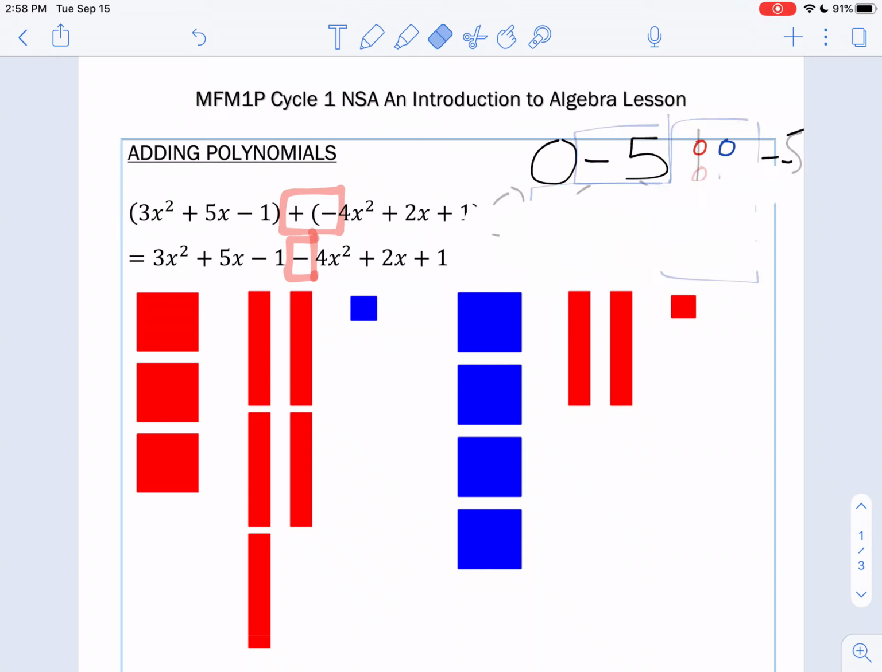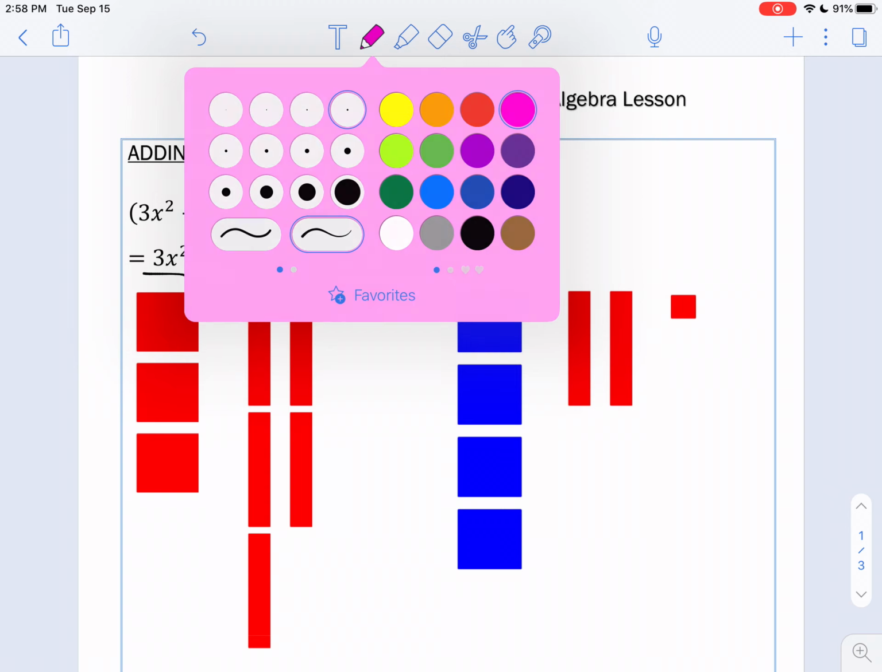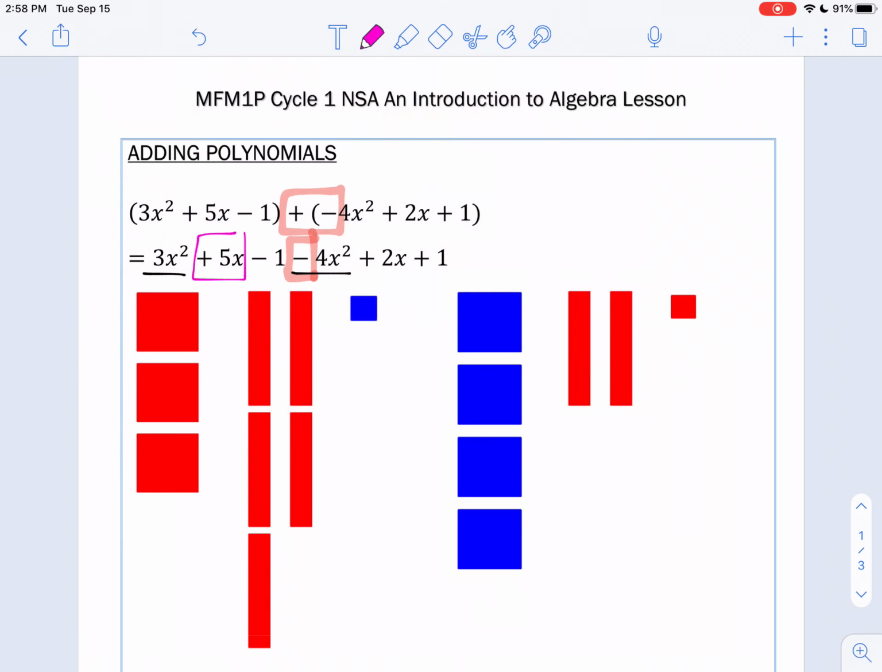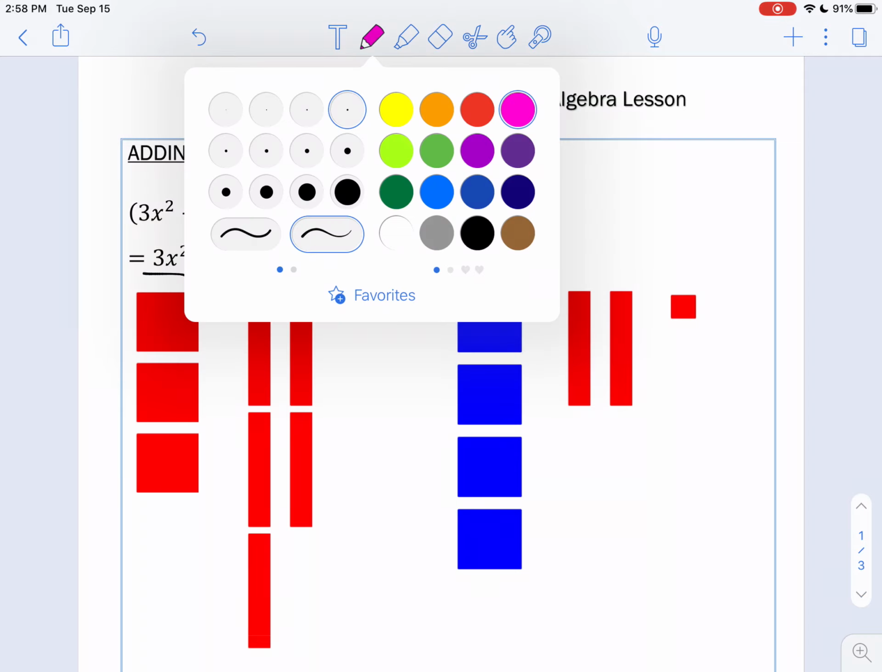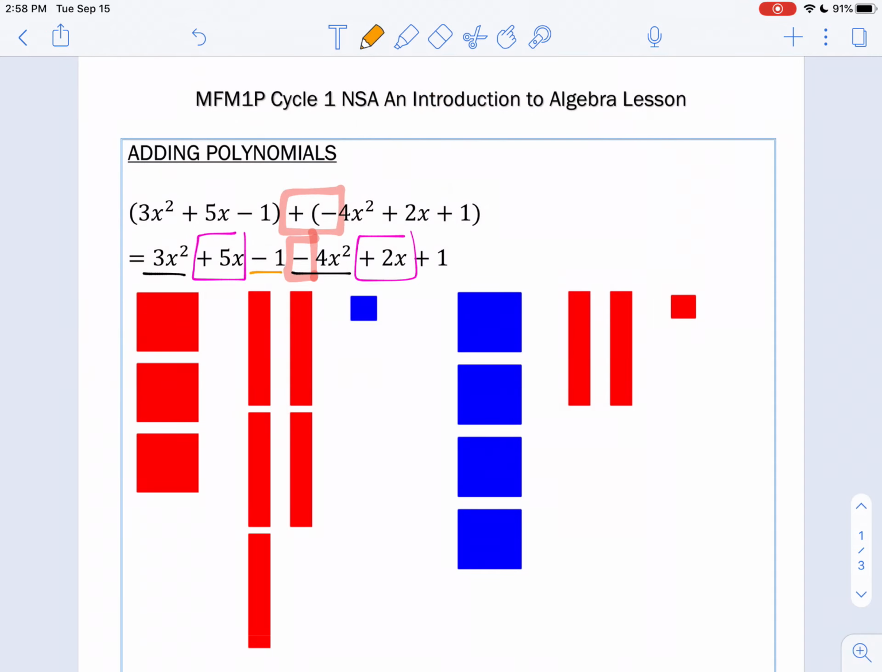So once I've got rid of the brackets, the next thing I need to be able to do is to collect like terms. I can either go through and highlight the ones that are the same. So I can say 3x squared and -4x squared are like terms. I've got 5x and 2x being like terms, and I want to really make sure I use the signs that are in front of them to help me as well. And I've got a -1 and a +1. So if I can see what those pairs are going to make, I don't necessarily need to draw it, but for this first one I did.